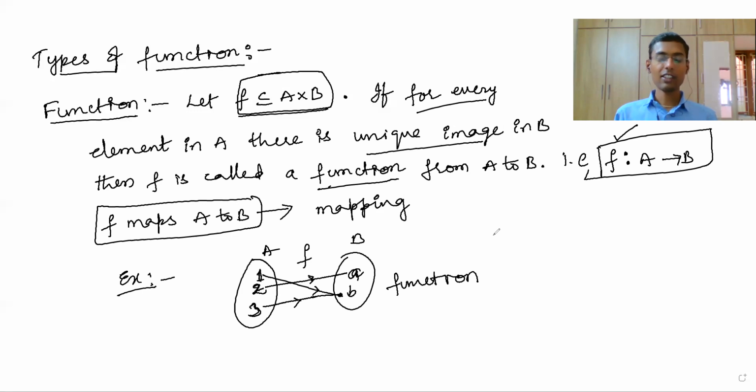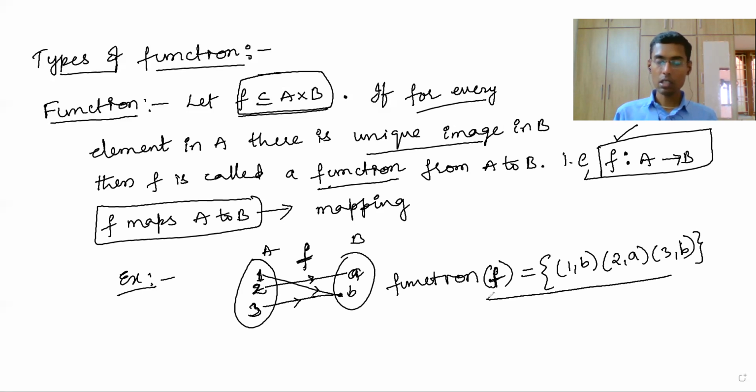Now, how do we write this function? The name of this function is f. What is the name of this function? This f. Function f has these elements: (1, b), (2, a), (3, b). This is how you write a function. Function f is a set. A relation is also a set, a set of ordered pairs.